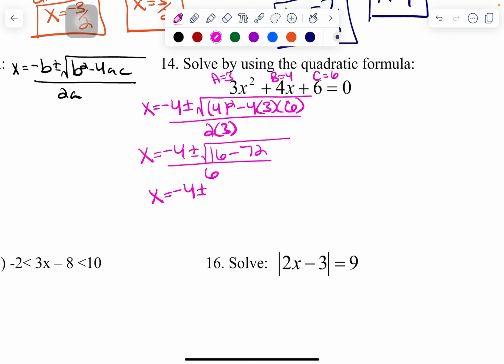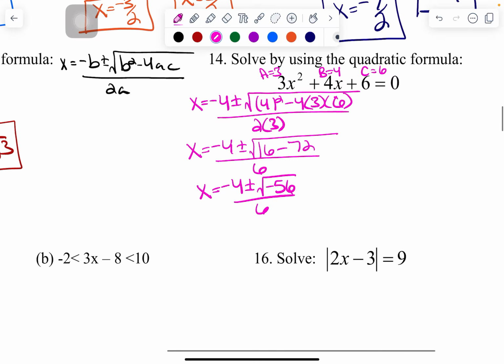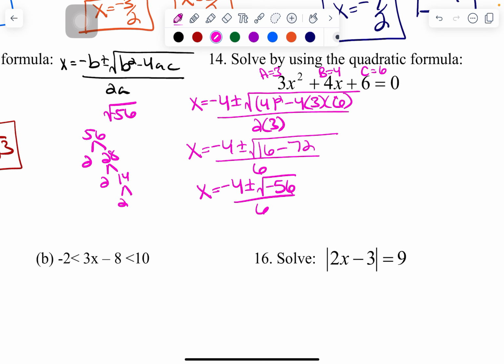So negative 4 plus or minus the square root of 16 minus 72, which is going to be negative 56, all over 6. So then I need to simplify the square root of negative 56. So 56 is going to get broken up into 2 times 28. So 2 times 14, 2 times 7. And the one thing to pay attention to is the square root of negative 1 there, because you do have a negative underneath your root there.